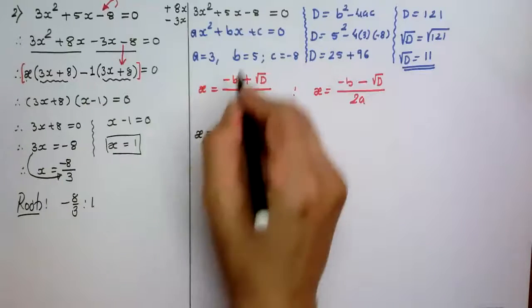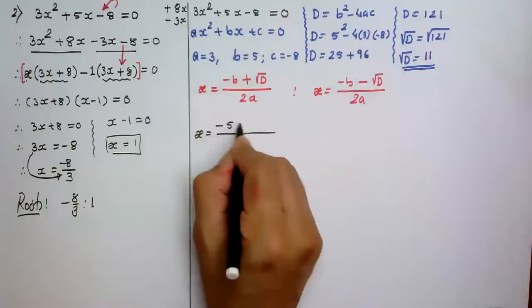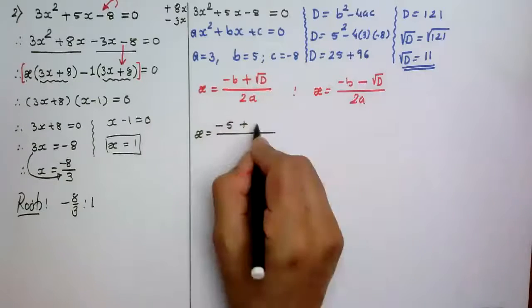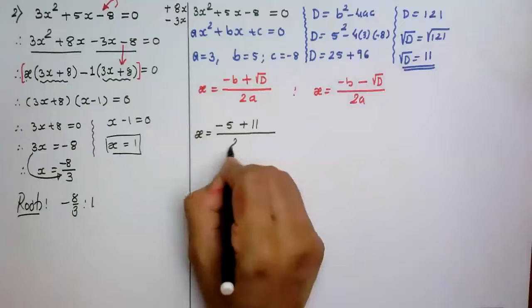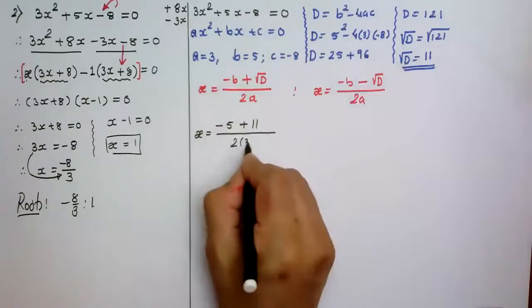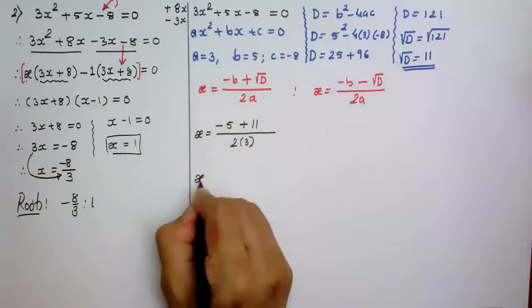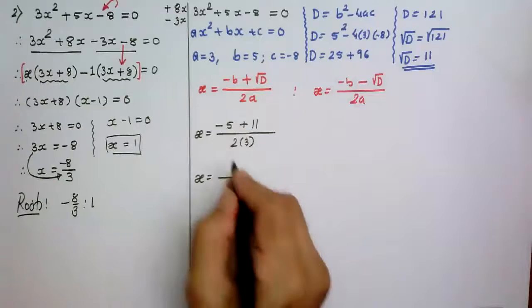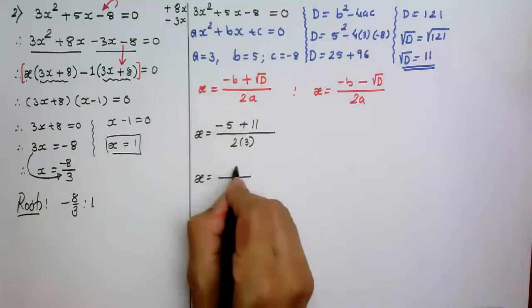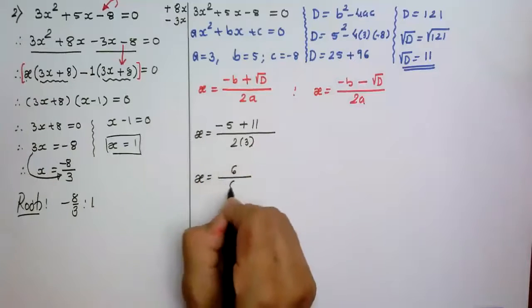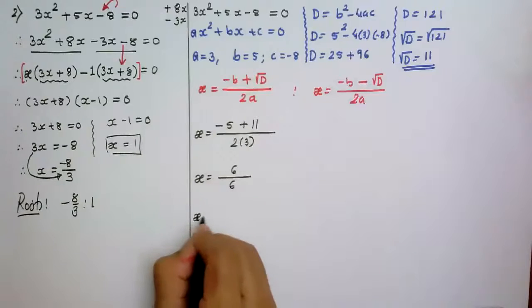Minus b is equal to 5. Square root of D is 11. 2 times a is 3. So x is equal to 11 minus 5 is 6, upon 2 3s are 6. 6 by 6 is 1.